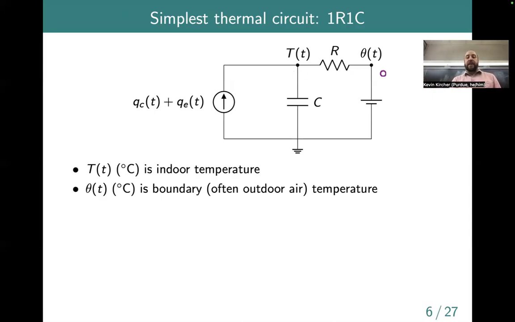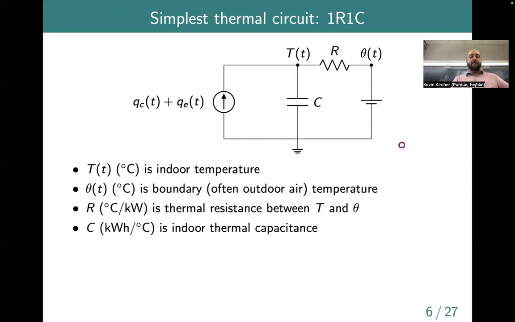And then theta here would be the outdoor, well, it would be a boundary temperature. Very often it's the outdoor air temperature, but you can imagine if we're thinking about an underground bunker or something like that, it might be the ground surrounding the bunker. R, this is a thermal resistance. It has dimension of temperature divided by power. And then C is the thermal capacitance. So again, this is basically the energy storing or the heat storing element in the circuit.